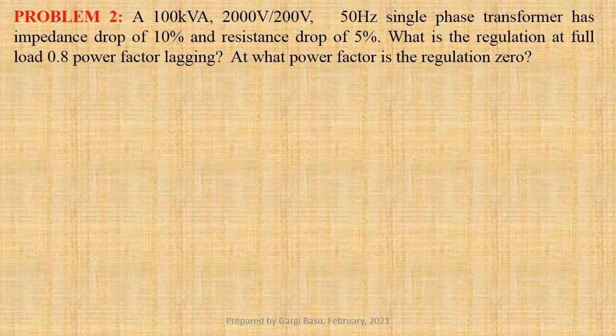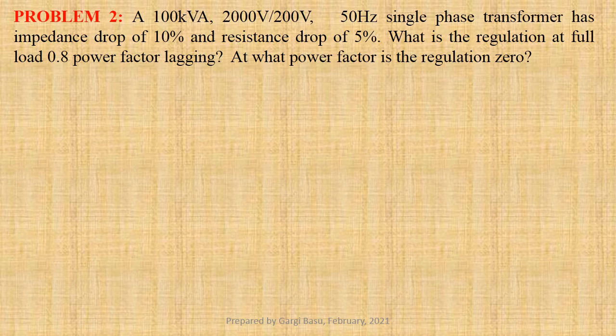0.9%. Problem number 2. A 100 kVA 2000 volt by 200 volt 50 Hz single phase transformer has impedance drop of 10% and resistance drop of 5%. We have to determine the voltage regulation at full load 0.8 power factor lagging. We also have to determine the power factor at which the voltage regulation is 0.